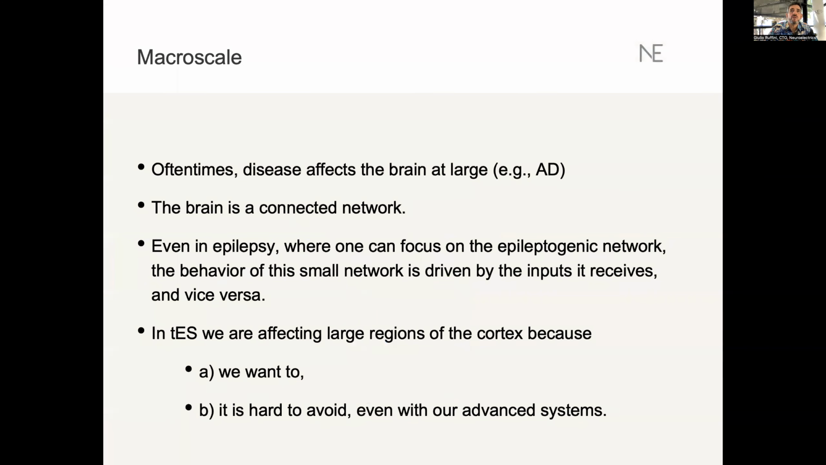So at the macroscale level, well, one might wonder why it is necessary to model the macroscale. I mean, the case of Alzheimer's makes it quite clear that you need to model the whole brain. The brain is a connected network, even if it's not affected globally. There are connections, and you may have indirect or direct desired or undesired effects from stimulation.